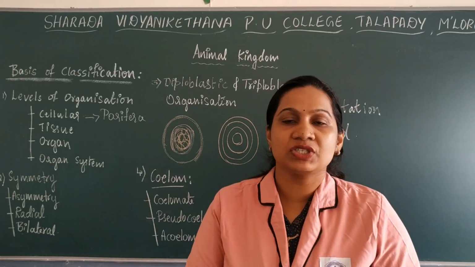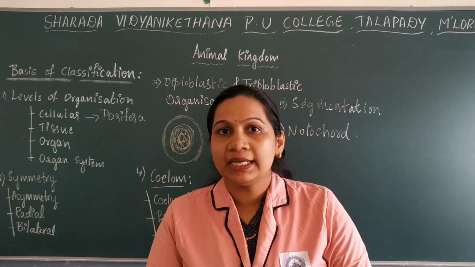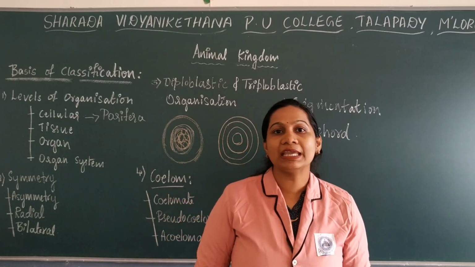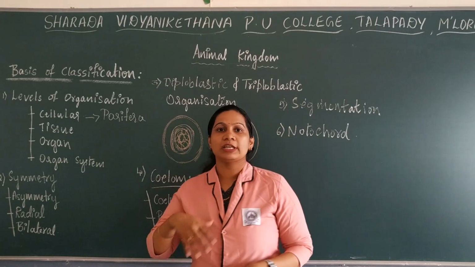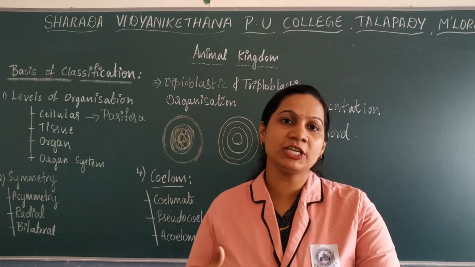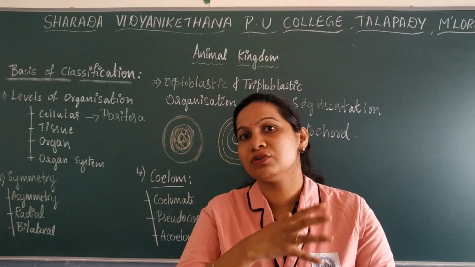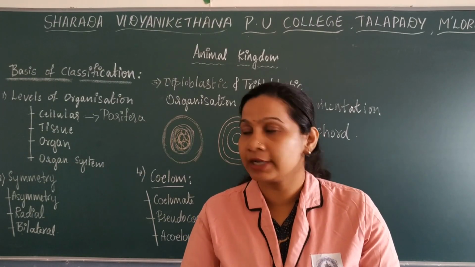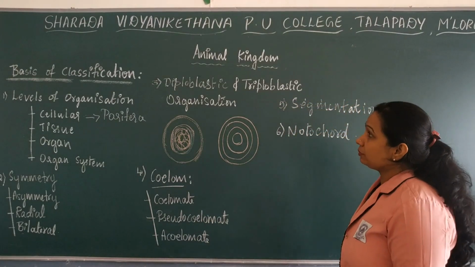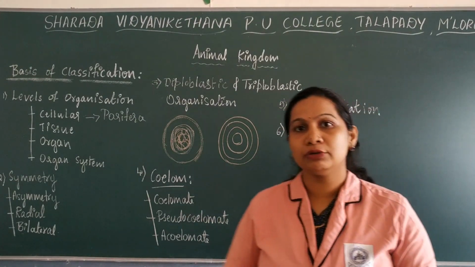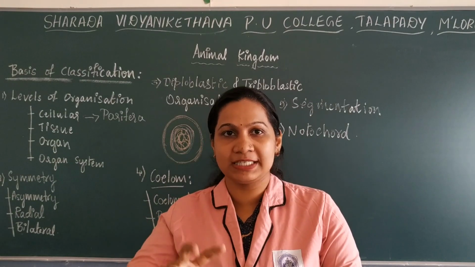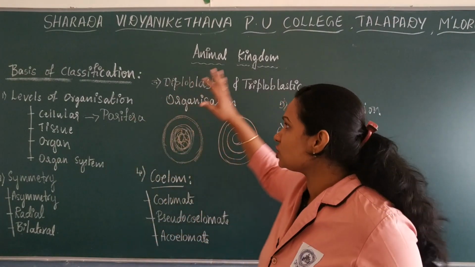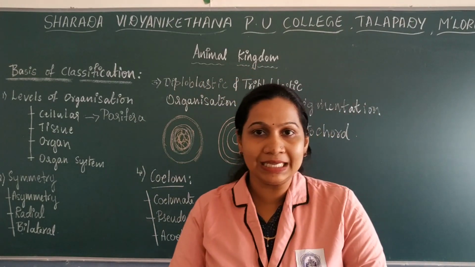In the previous chapters you studied the classification. So you know that there is a 5 kingdom classification. There are 5 different kingdoms, especially in the chapter Biological Classification, you studied about the 5 kingdom classification, right? So here in this chapter, first we need to look into the animals, especially the multicellular eukaryotic organisms which are included in this animal kingdom.